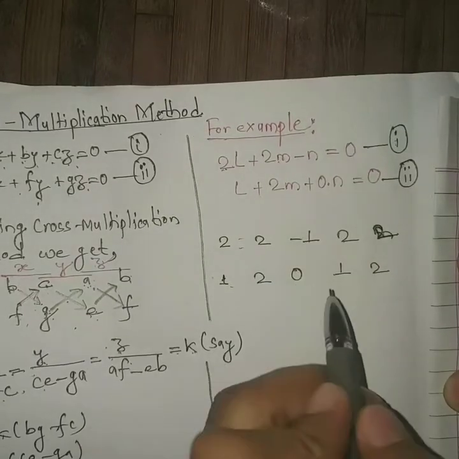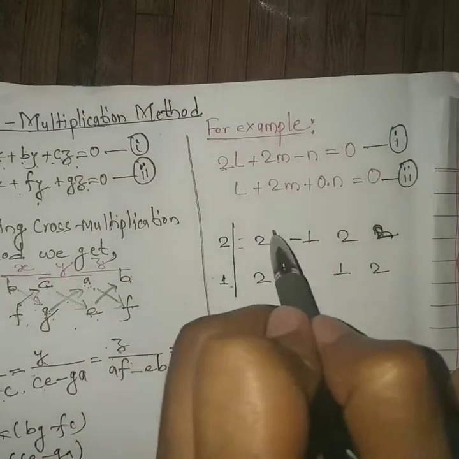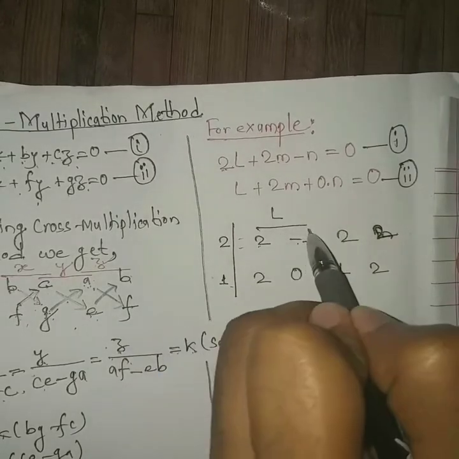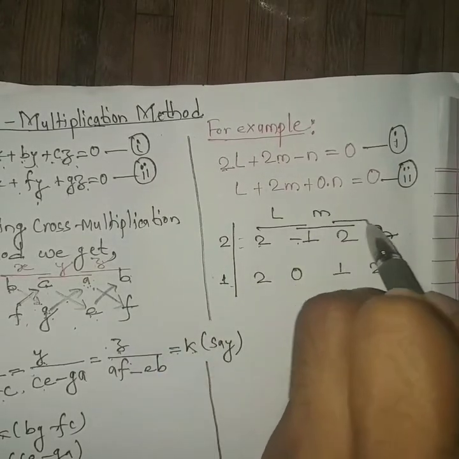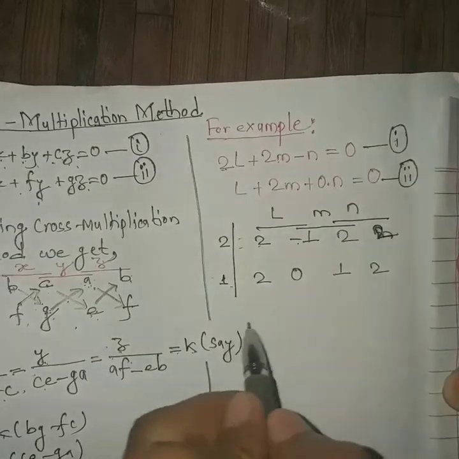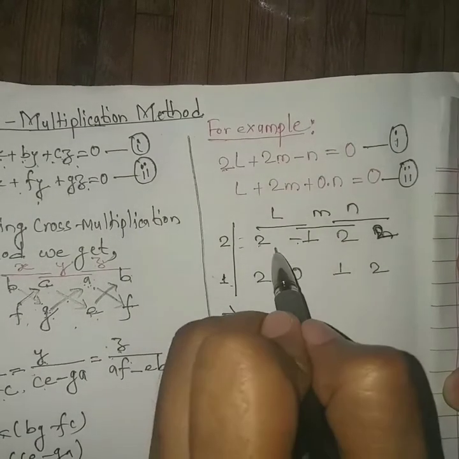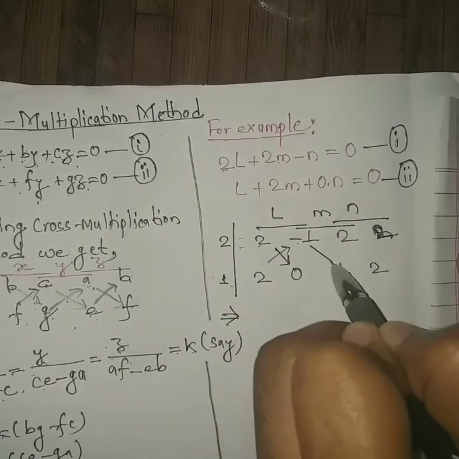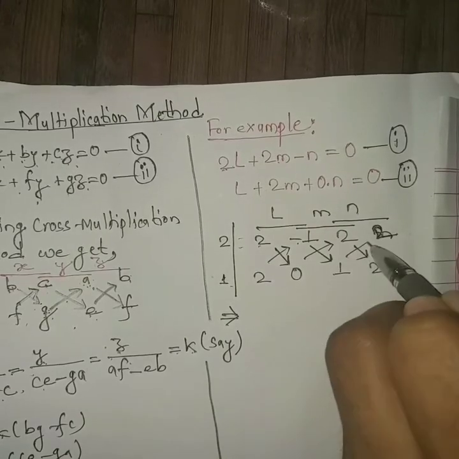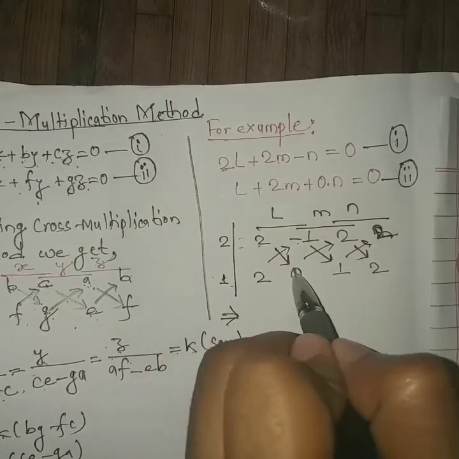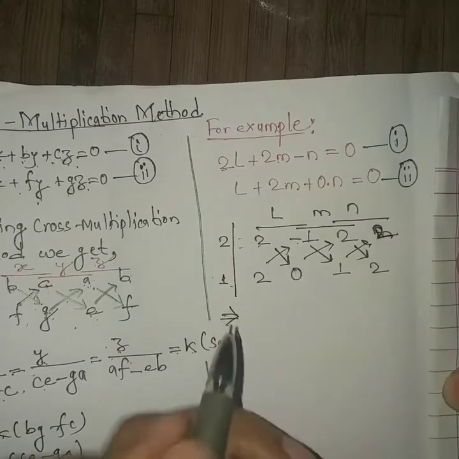Now, ignoring this first one, writing l just above 2, n just above minus 1, and taking this 2 as m, and this last 2 as n. Using the cross multiplication method, don't forget to make the arrows, it's just for your comfort. You can do it directly also. Whenever you go down, remember the positive sign, and whenever you go up, remember the negative sign. So what shall I write here?